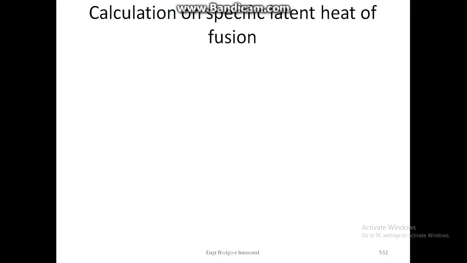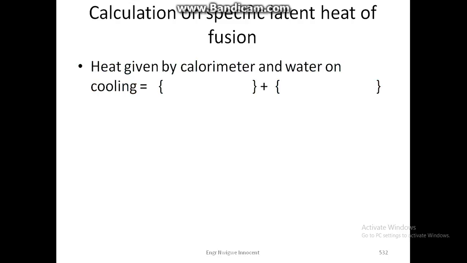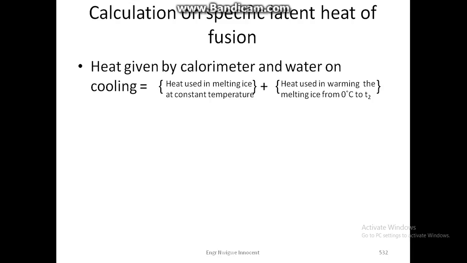Calculation on specific latent heat of fusion. Heat given by calorimeter and water on cooling is equal to heat used in melting ice at constant temperature plus heat used in warming the melted ice from 0 degrees to T2. (M1 Cw + C)(T1 - T2) = mL + m Cw (T2 - 0).